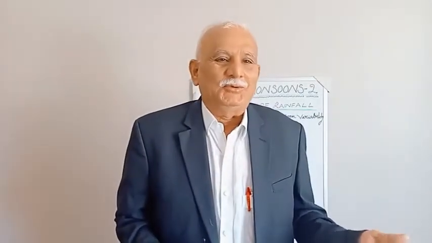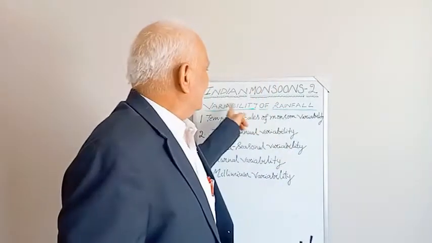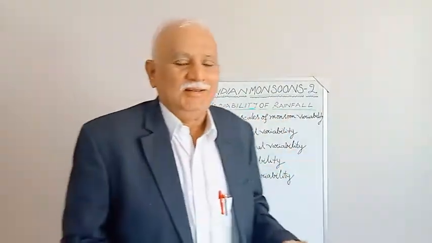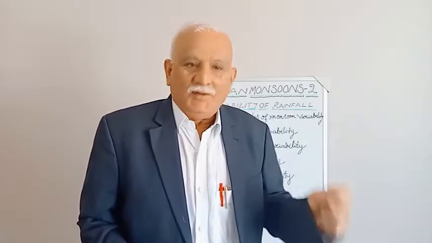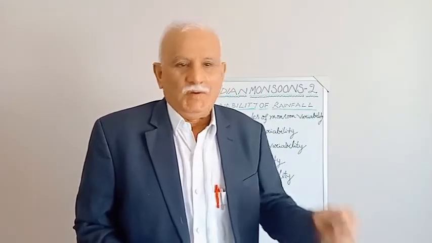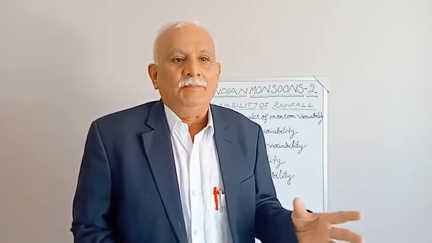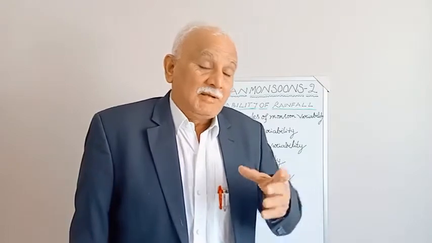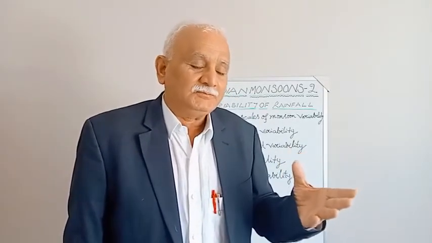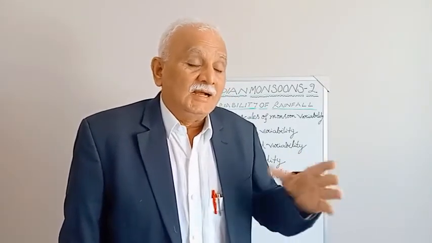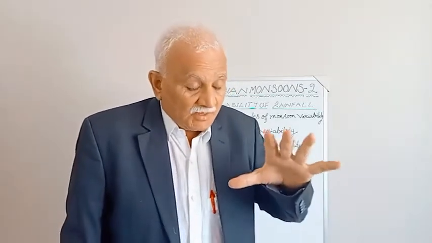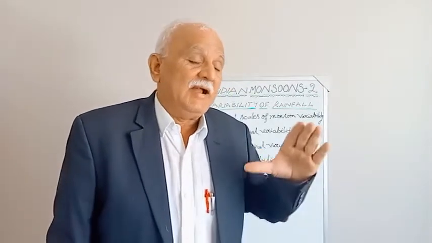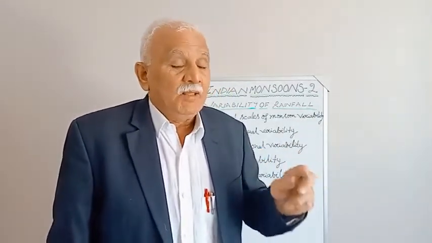Dear students, welcome to our class on Indian monsoons 2, variability of rainfall. In the first class, Indian monsoons 1, we tried to understand the mechanism of the Indian monsoon. The mechanism of the Indian monsoon is basically the differential heating of land and water. So that is the basic mechanism.